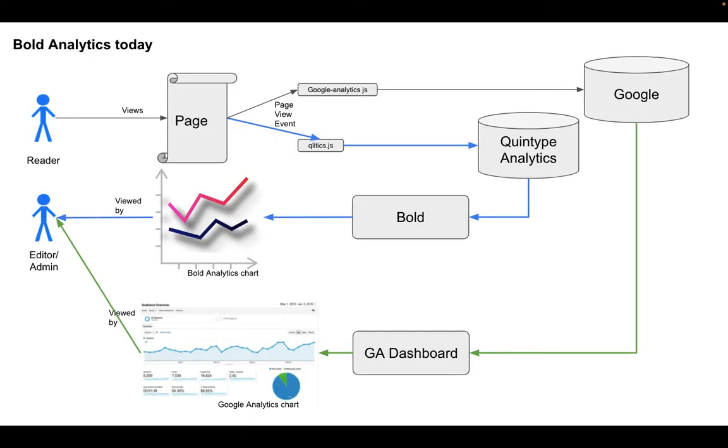To explain this a little bit further, when a reader views a page on your website, two things happen. QuintType Analytics or the Qlytics JavaScript would fire, and then QuintType Analytics would collect that event, process it, and then display it to the editor or admin. In parallel, the Google Analytics JavaScript that is loaded on the web page fires a page view event which is collected by Google, processed by them, and then shown to the same user using the Google Analytics dashboard.